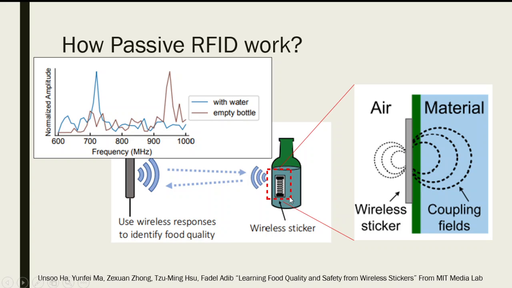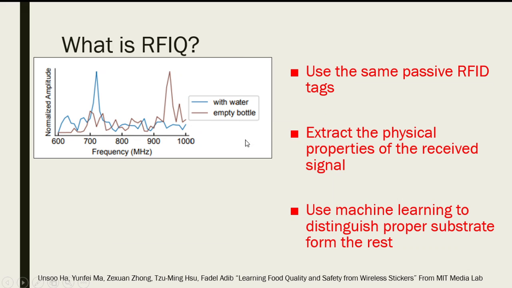So if it is a bottle, what is inside? Of course, if it is a different type of consumer good, let's say a potato, you can distinguish between a bad potato and a good potato using a machine learning algorithm. So this is what they are trying to do, basically using this RFIQ.